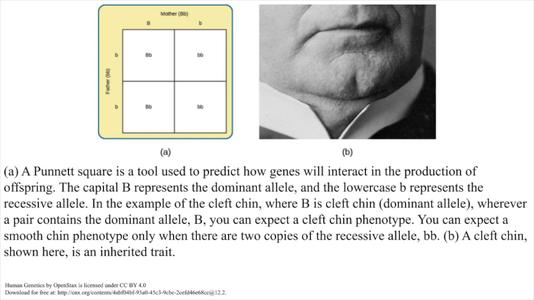Imagine that a woman with a cleft chin mates with a man with a smooth chin. What type of chin will their child have? The answer to that depends on which alleles each parent carries. If the woman is homozygous for cleft chin, big B, her offspring will always have cleft chin. It gets a little more complicated, however, if the mother is heterozygous for this gene, big B little b. Since the father has a smooth chin, therefore homozygous for the recessive allele, b, we can expect the offspring to have a 50% chance of having a cleft chin and a 50% chance of having a smooth chin.